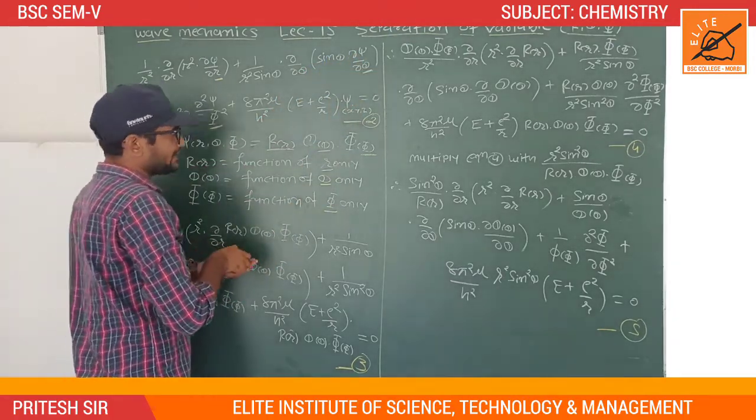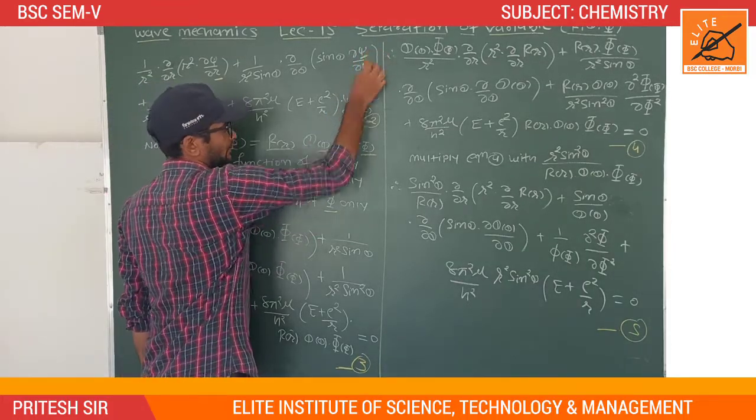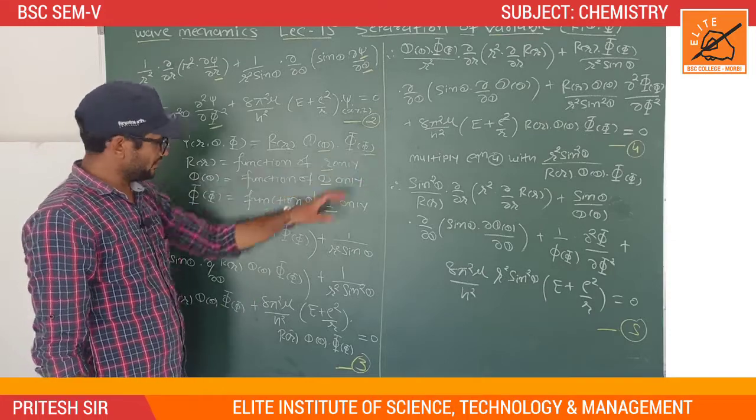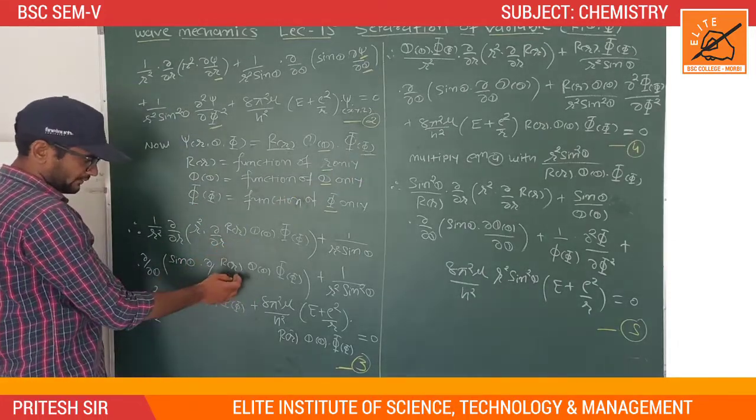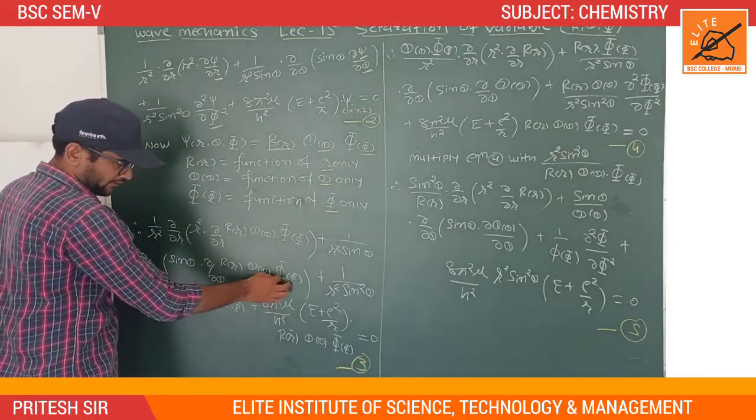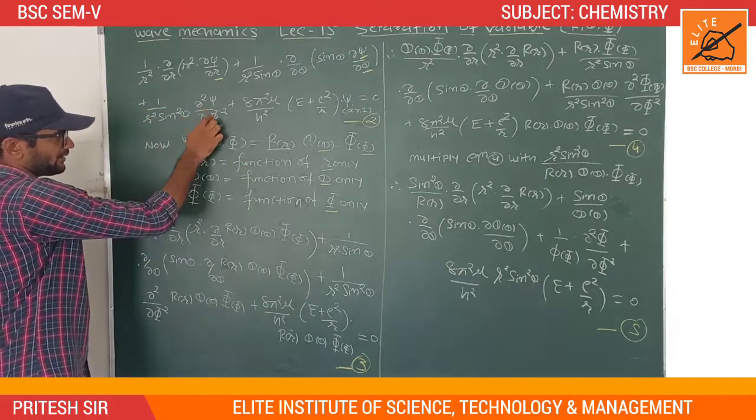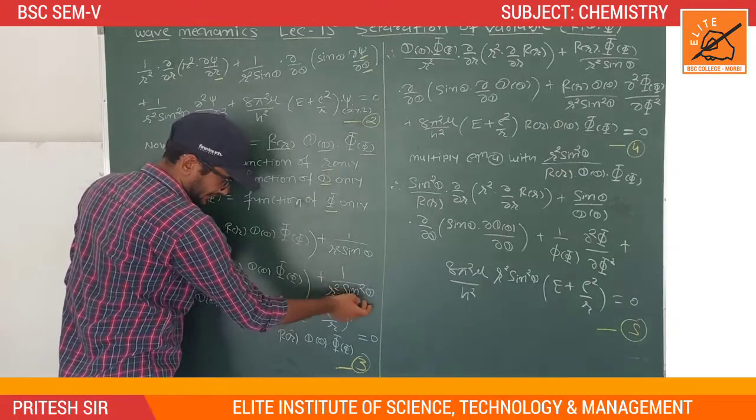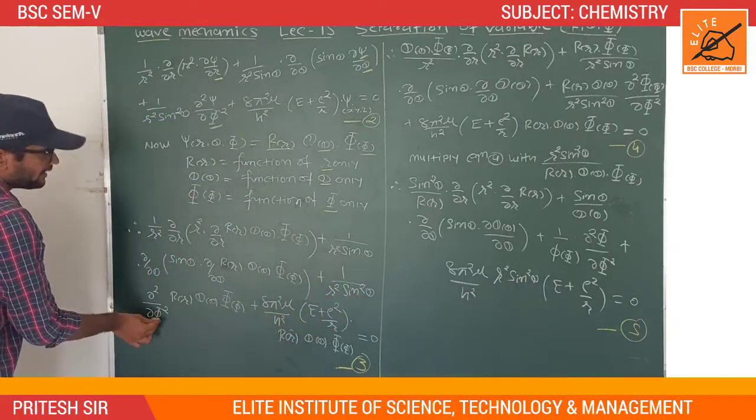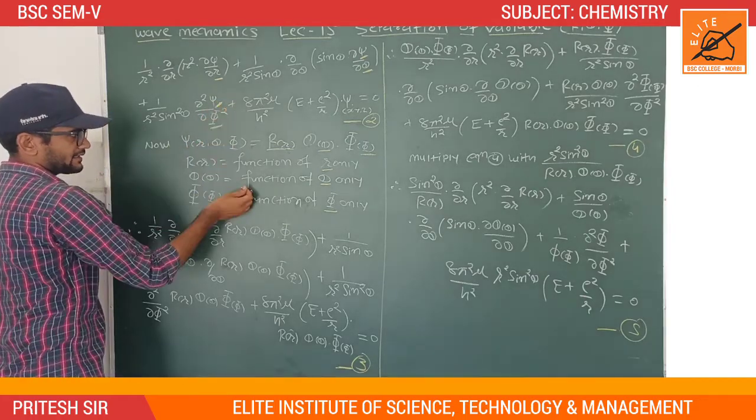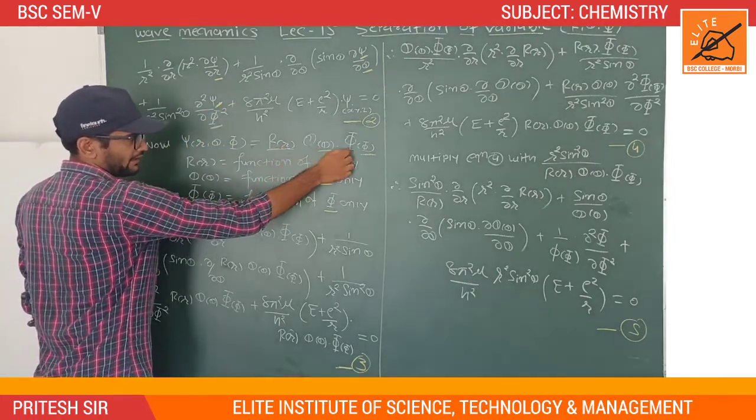Now the value of psi is equal to R of r, Theta of theta, and Phi of phi. So psi is equal to R(r) Theta(theta) Phi(phi) plus 1 upon r squared sin squared theta, del squared upon del phi squared, and psi is equal to R of r, Theta of theta, and Phi of phi.